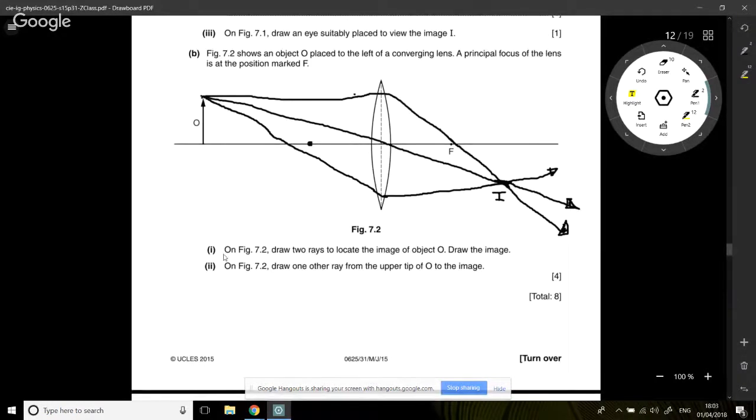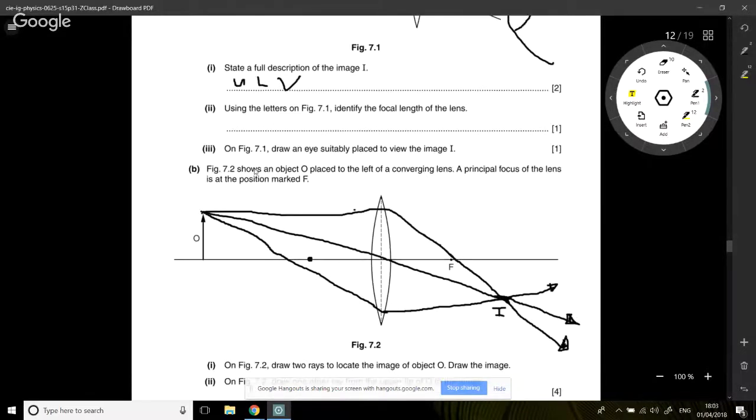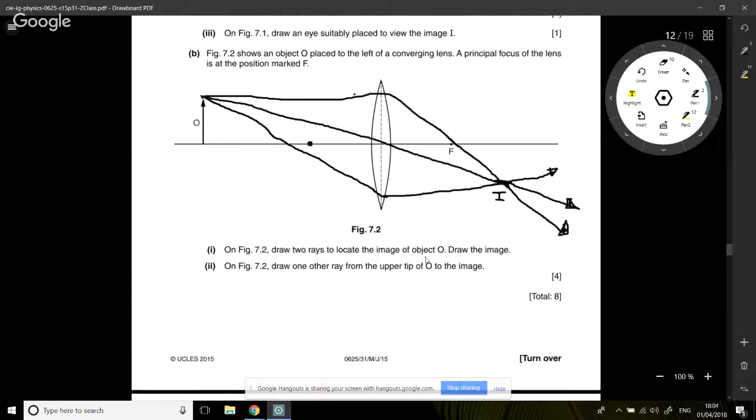All right, on figure, okay, so then we've got a slightly different scenario here. Figure shows an object O placed to the left of a converging lens. A principal focus of the lens is at position marked F, right? And it says, draw two rays to locate the image of the object and draw the image. So actually, I forgot a little bit of information here.